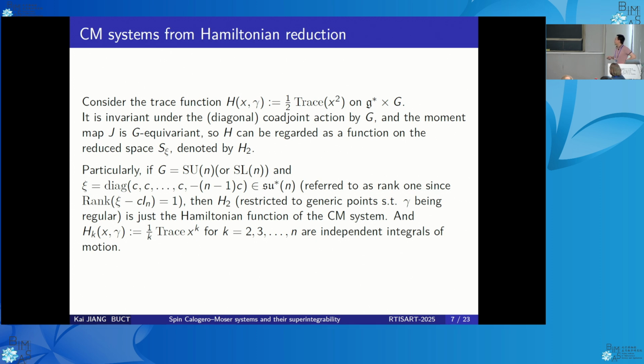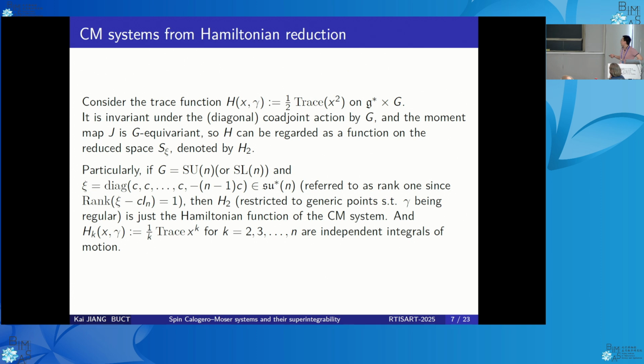So in particular, if G is chosen as the special unitary matrices group, SU(n) or SL(n), and C is chosen in this particular form: C, C, C, C, C, and minus (n minus 1)C. We call it rank 1, because it means that C minus a scalar matrix is of rank 1. This matrix is rank 1. The rank of this new matrix is 1. So then it's just the Hamiltonian function we defined before, on the previous page.